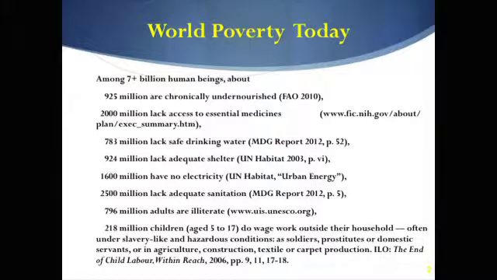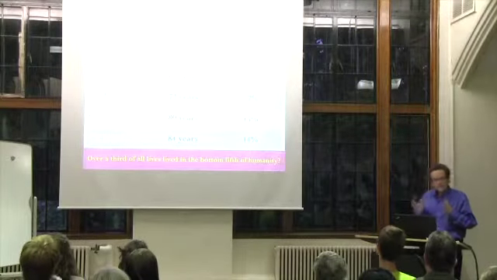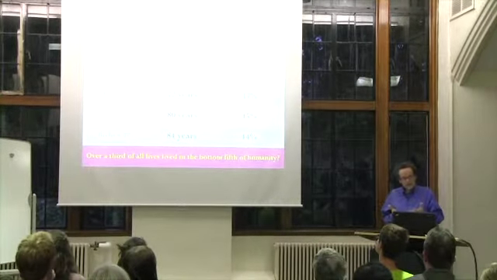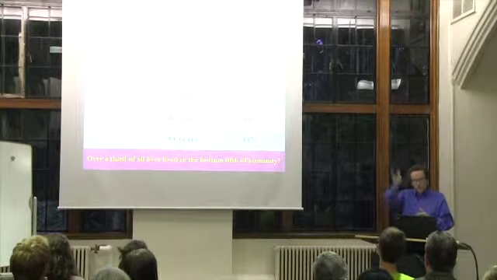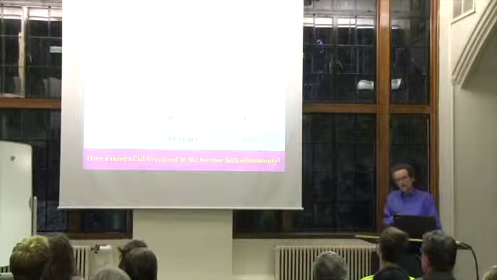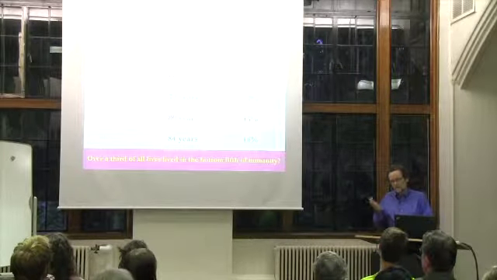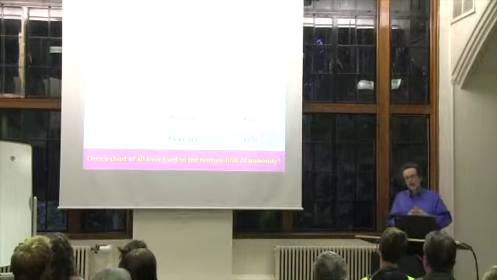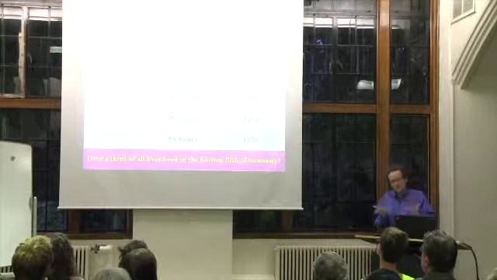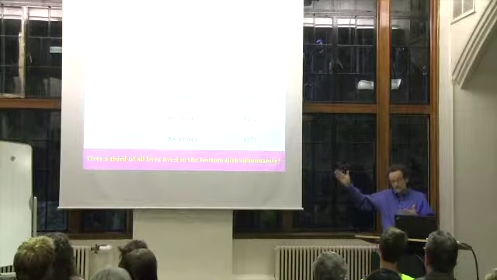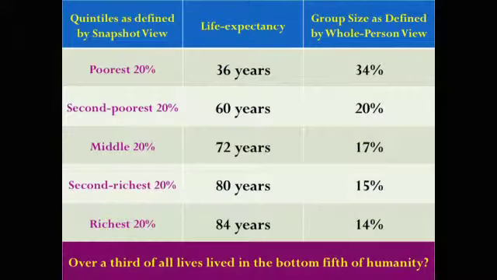Now, in many ways, you might say that these horrific figures understate the poverty problem because they're snapshot figures. They show you what the world is like at any particular moment in time, and so they overrepresent the people whose lives are longer and underrepresent the people whose lives are shorter, right? The people whose lives are longer get counted many more times in these snapshots than the people who have short lives.